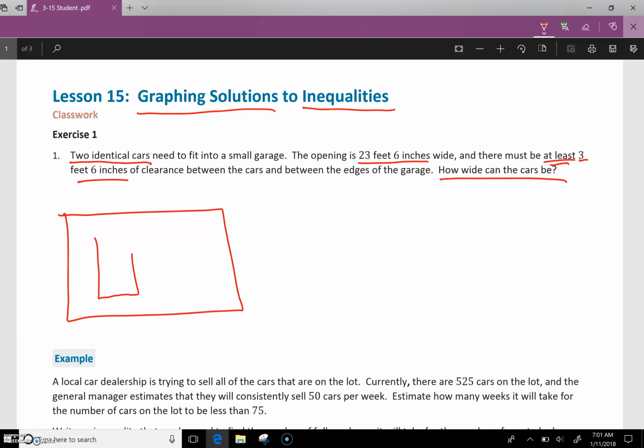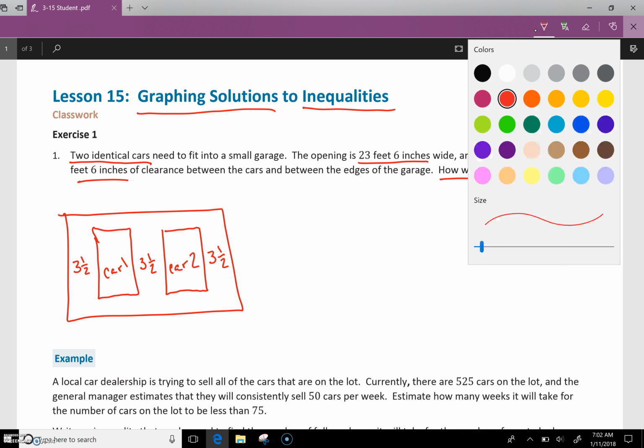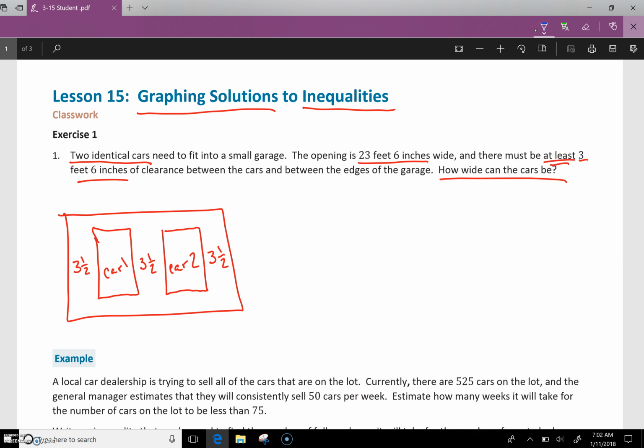And I'm just going to make rectangular cars. There's car 1. There's car 2. Now they said there needs to be 3.5 feet, 3 feet 6 inches here, here, and here. And so how wide can the cars be? So the visual will really help on this one.